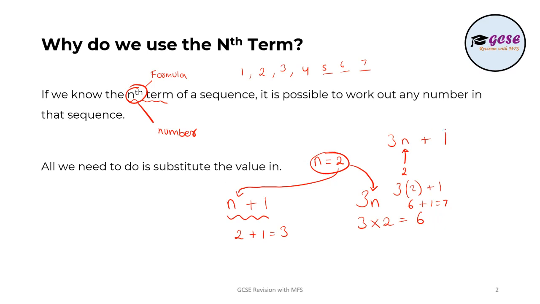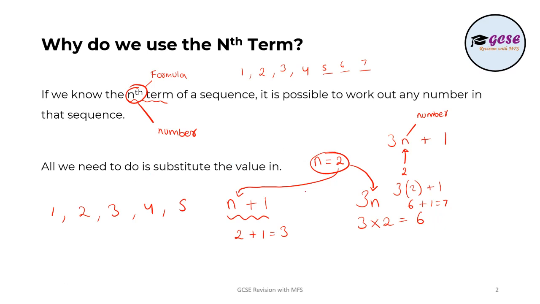Okay, so 3n plus 1, n is the number. N is the position of the number you're trying to find. Let's say we have this sequence 1, 2, 3, 4, and 5. If we were asked to work out the 6th term in the sequence, you would just substitute in 6. So work out the nth term and then substitute in 6.